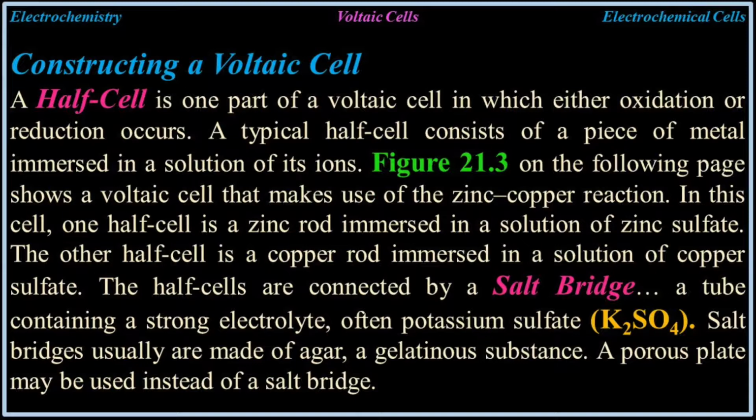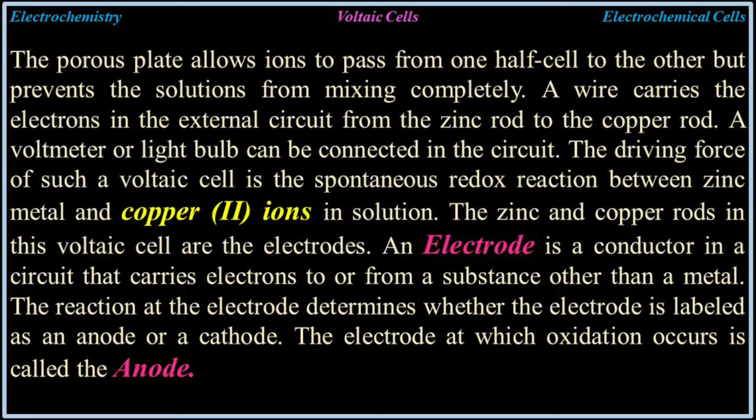The half cells are connected by a salt bridge, a tube containing a strong electrolyte, often potassium sulfate. Salt bridges usually are made of agar, a gelatinous substance. A porous plate may be used instead of a salt bridge. The porous plate allows ions to pass from one half cell to the other, but prevents the solutions from mixing completely. A wire carries the electrons in the external circuit from the zinc rod to the copper rod. A voltmeter or light bulb can be connected in the circuit.